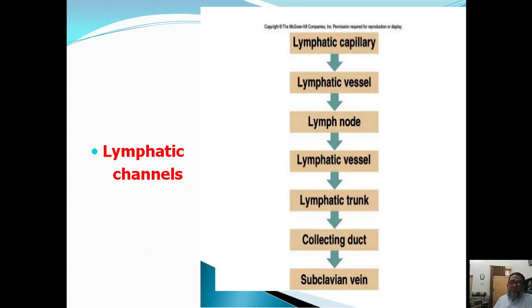Lymphatic capillary, larger lymphatic vessel, afferent lymphatic to the lymph node, efferent lymphatic vessel goes to various lymphatic organs. Ultimately, they form larger channels, the lymphatic trunks. Then the collecting duct in the form of the thoracic duct in the thorax. Then ultimately they drain into the subclavian vein into the systemic circulation. This is the channel through which the lymph circulates.